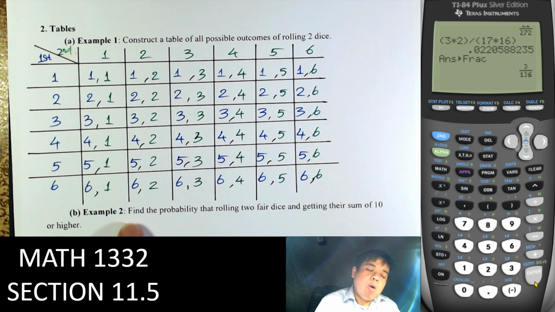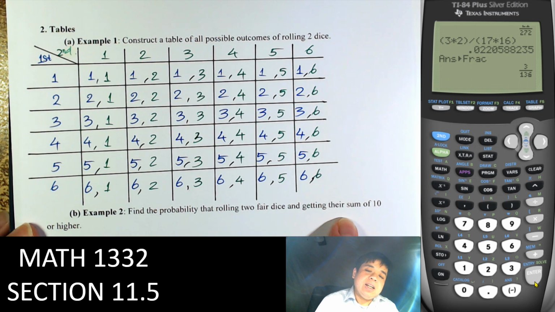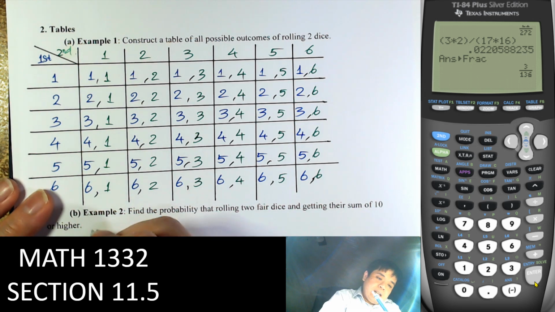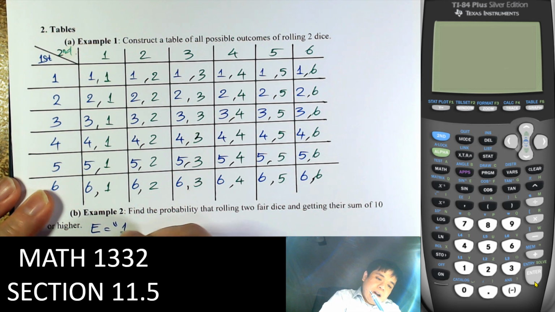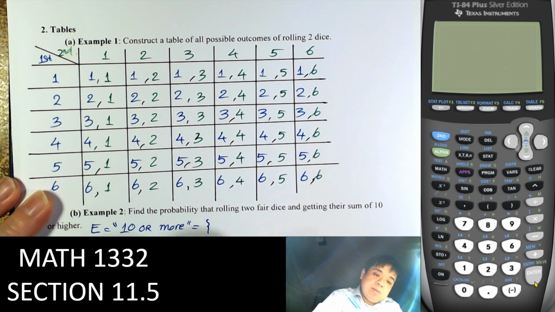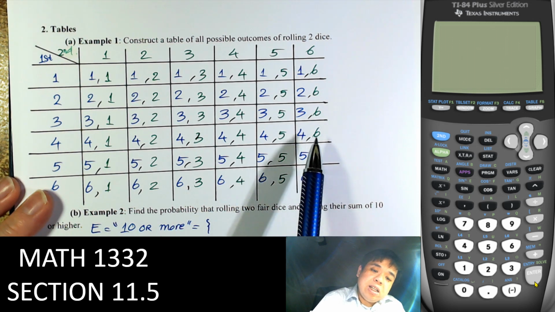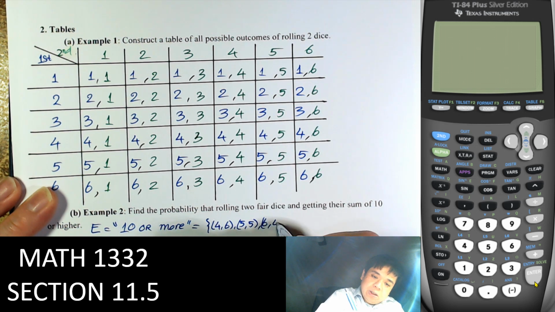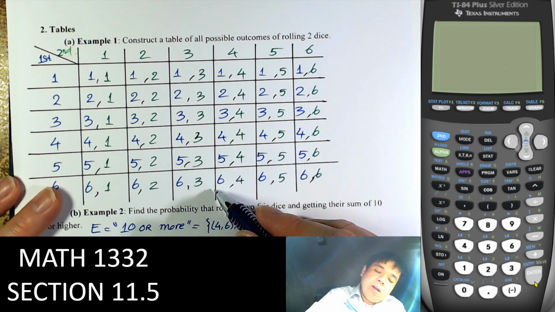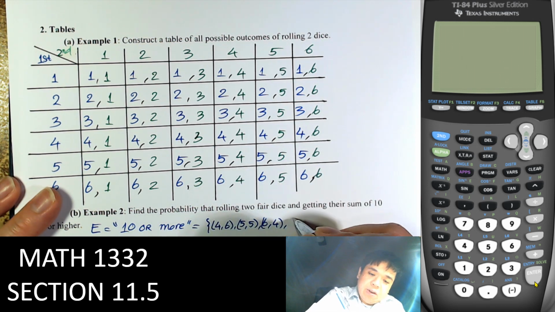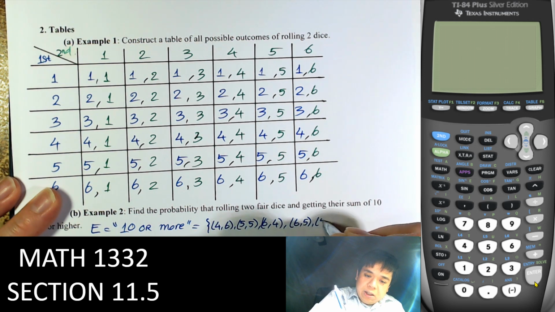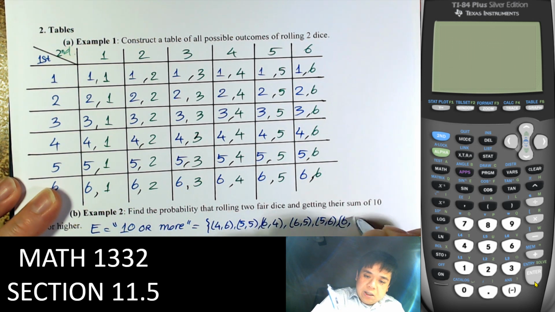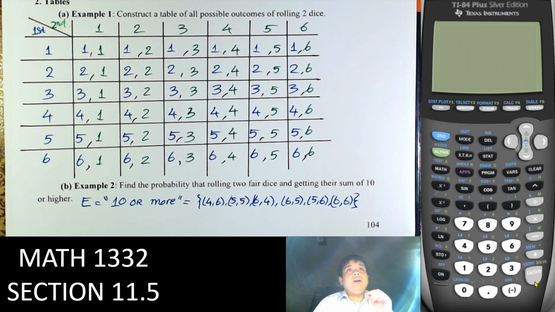Find the probability that rolling a pair of 2 dice gives a sum of 10 or higher. So we write E is the event of 10 or higher, or 10 or more. Now we just list everything. 10 or higher. This is 10. So 4, 6, 5, 5, and 6, 4. And then 6, 5, 5, 6, and then 6, 6. So that is that event.